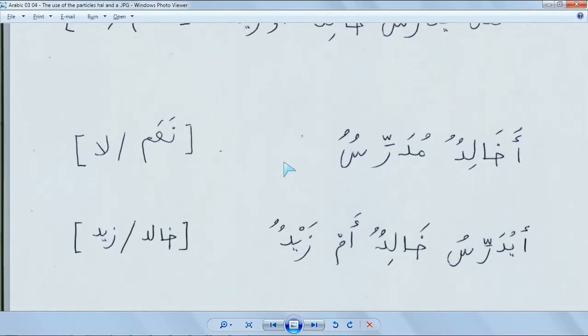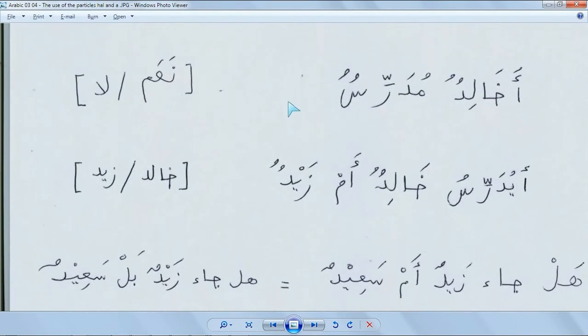Now let's look at another equivalent particle to hal called a. This is a seat, and is just a hamza. It's usually written on top of the alif, and it always has a fatha, always. So again, like hal, it's a very benign particle. You put it at the beginning of a sentence and it doesn't affect any of the words. So Khalidun remains Khalidun and Mudarrisun remains Mudarrisun.